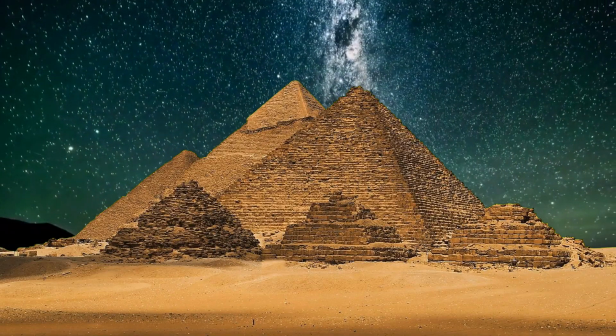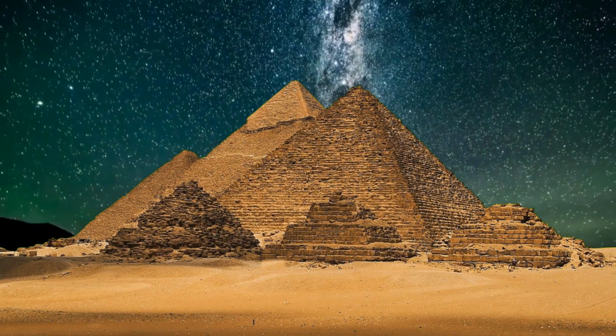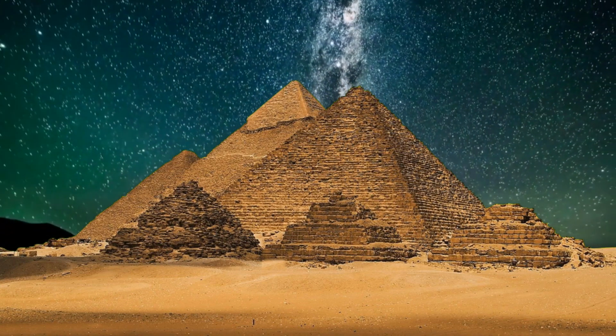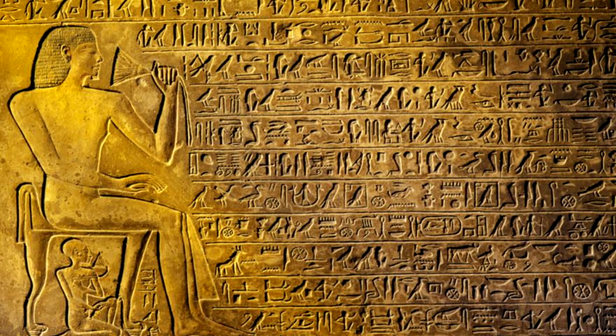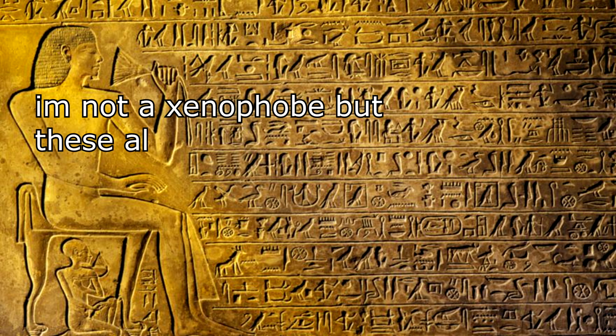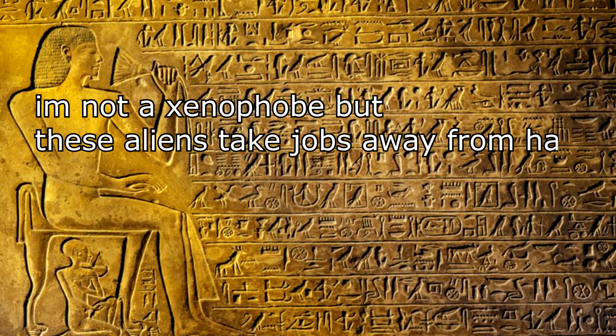As we move forward in history, we can find more evidence, like in Egypt, where we can find evidence of aliens. Illegal aliens, that is. On these hieroglyphic stone walls, we see what looks like the beginning of a political forum. Here someone has written, "I'm not a xenophobe, but these aliens take jobs away from hard-working Egyptians."